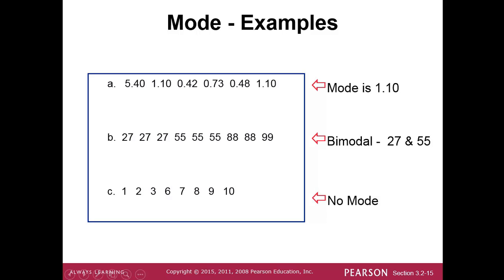Take a look at these examples. In Part A, the mode is 1.1. It's repeated. In Part B, the 27 occurs 3 times and the 55 occurs 3 times. In Part C, there's no mode.